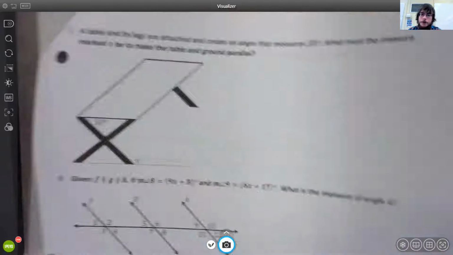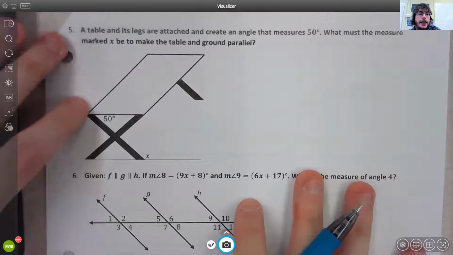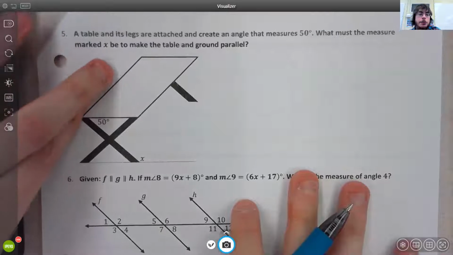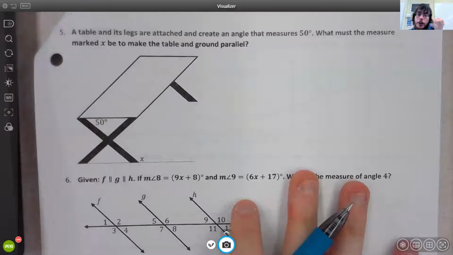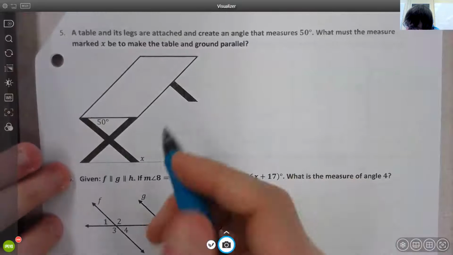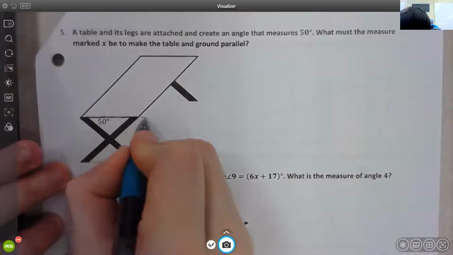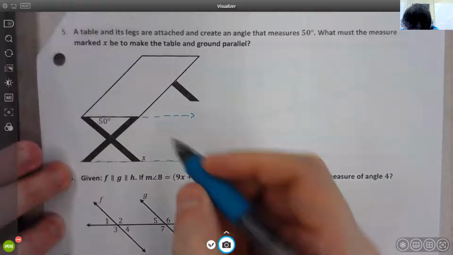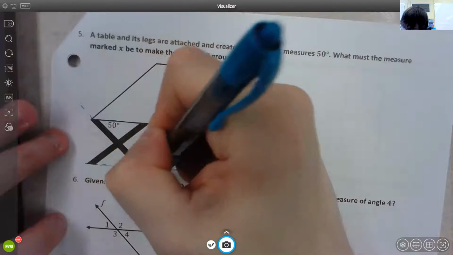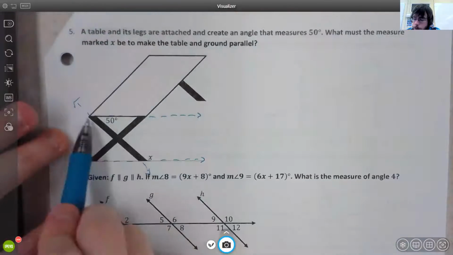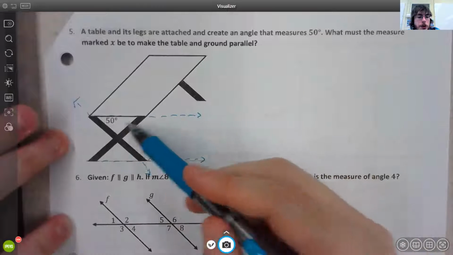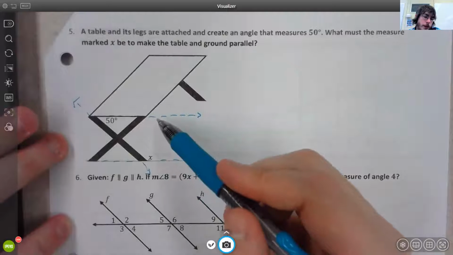Next up, number 5. Number 5 says a table and its legs are attached and create an angle that measures 50 degrees. What must the measure marked X be to make the table and ground parallel? So in other words, you're trying to see if you extended this line. We already have a line down here, but I'm just going to do it. And then you have here, this is your transversal, this diagonal line here, right? So we know that both of these angles are in the interior, right?